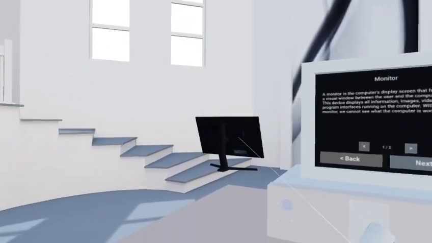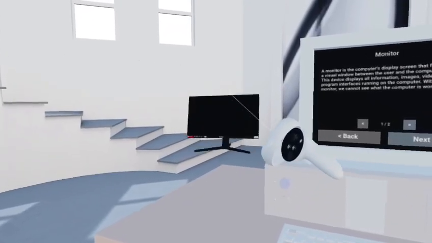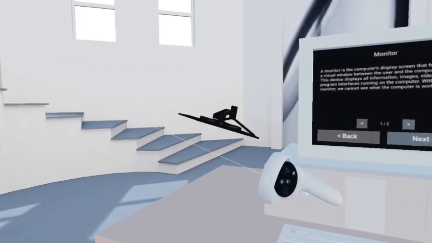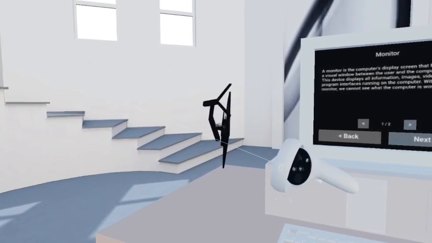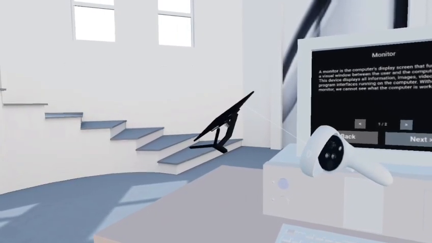A monitor is the computer's display screen that functions as a visual window between the user and the computer system. This device displays all information, images, videos, and program interfaces running on the computer. Without a monitor, we cannot see what the computer is working on.